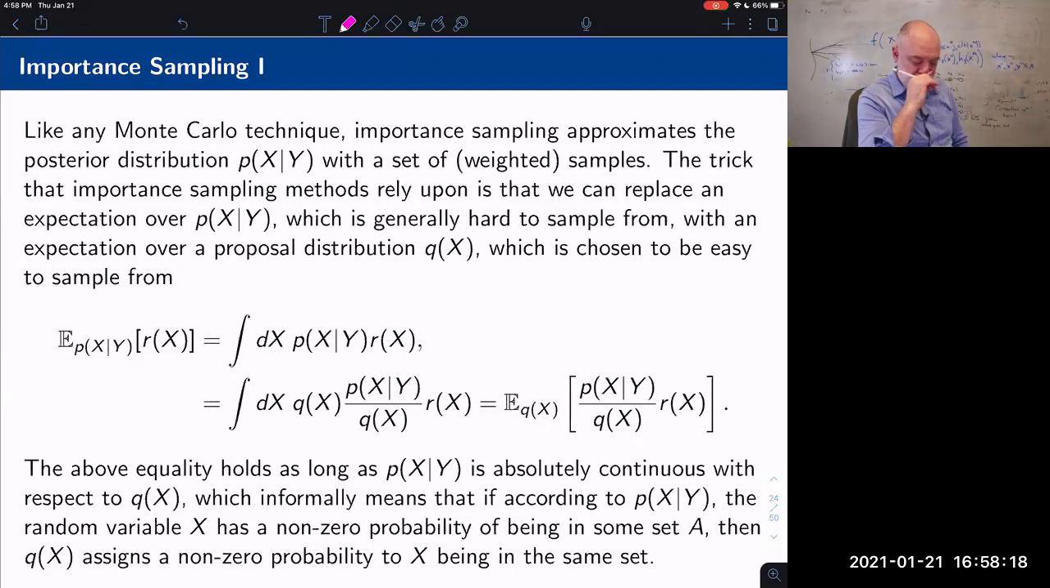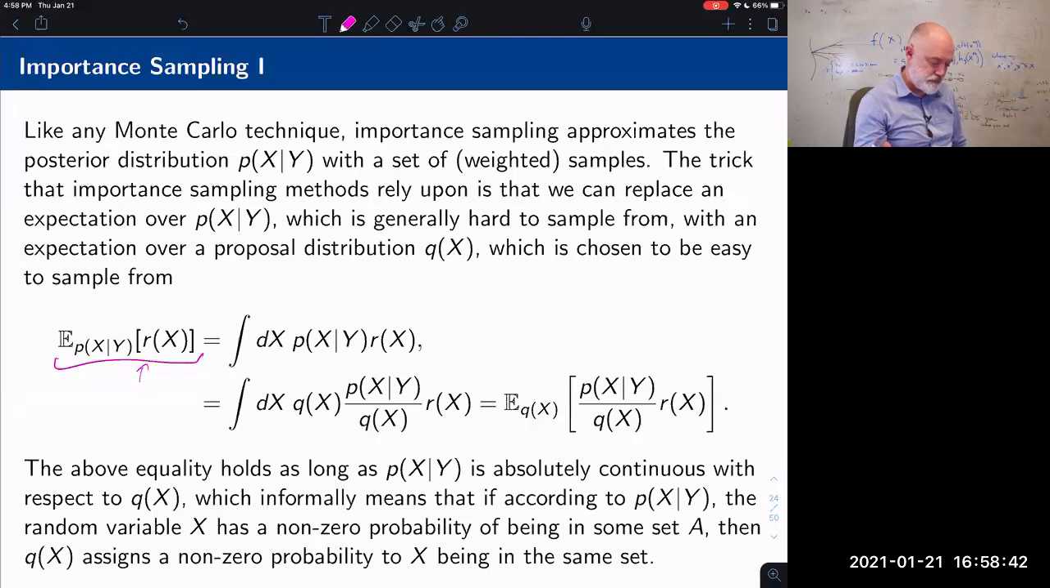So we just did rejection sampling, the first sampling algorithm. The second sampling algorithm is importance sampling. And with importance sampling, you really think about directly computing the expectation. That's actually what you're doing. So like any Monte Carlo technique, importance sampling approximates the posterior distribution with a set of weighted samples.